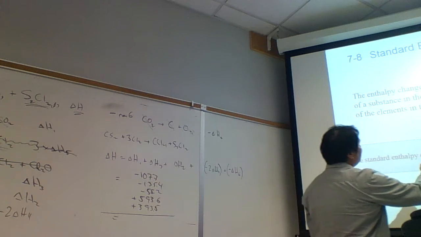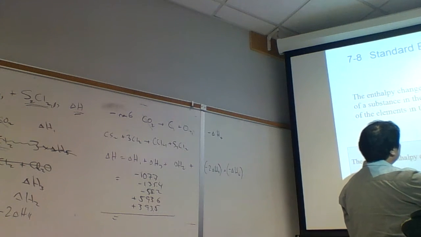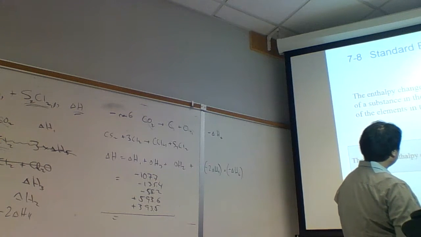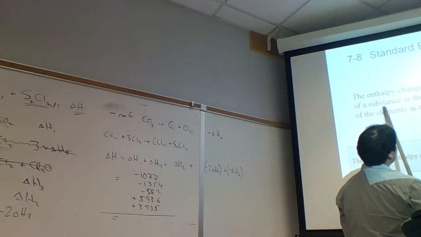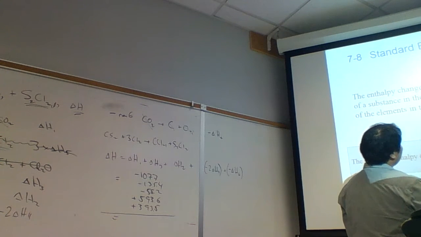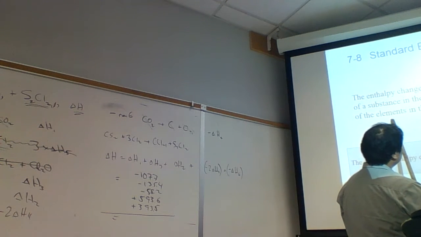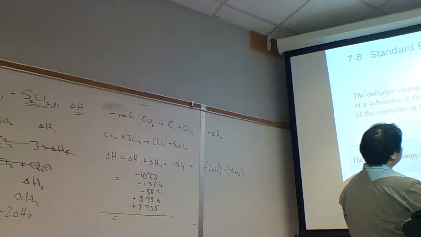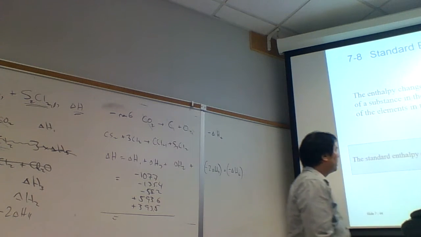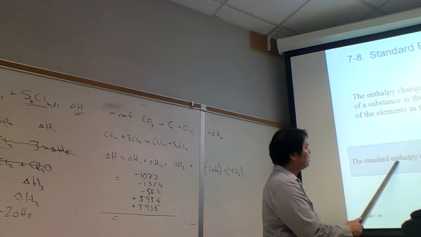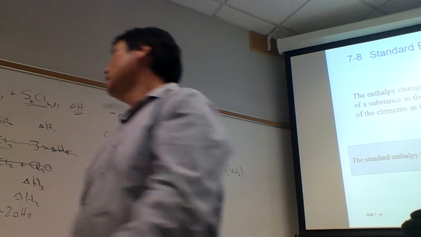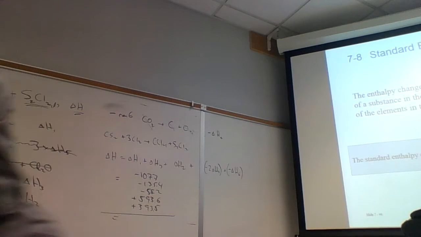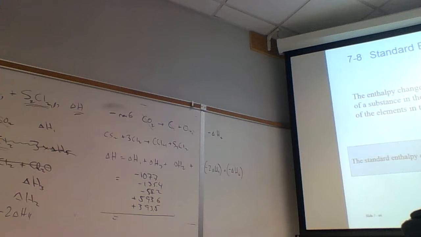And so when I have this little f here, that means formation. And what does formation mean? Formation is defined as this. It's the formation of 1 mole of substance from the elements in their standard states. Okay, so by definition, the standard enthalpy of formation of a pure element in its reference form is 0. And let's take a look at different formation reactions.